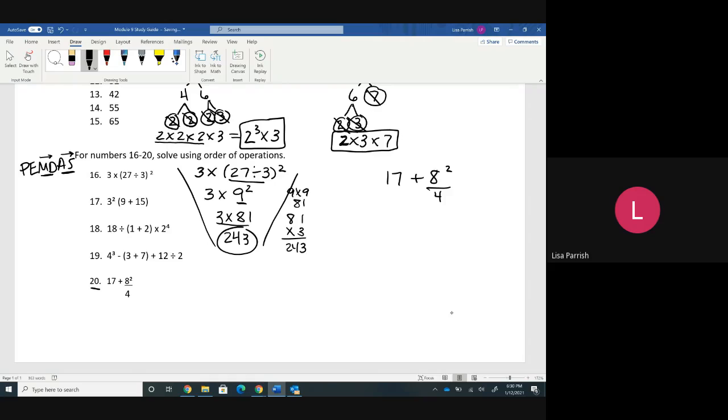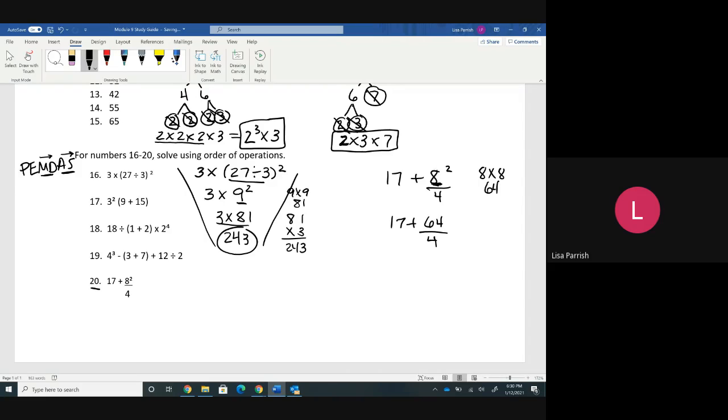Start with the P for parentheses. Do we have parentheses? No, we do not. Do we have an exponent? Yes, we do. Okay, so the first thing I've got to do is deal with that exponent. 8 to the second power means 8 times 8, which is 64. So this is going to be 17 plus 64 over 4.